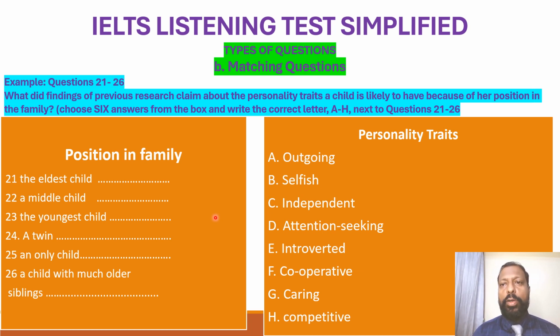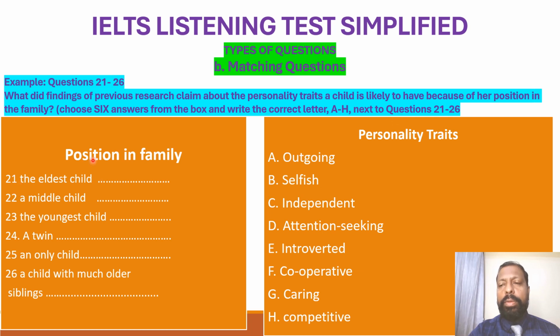So, for example, questions 21 to 26. What did findings of previous research claim about the personality traits a child is likely to have because of their position in the family? So this is the question. You need to pay attention to the keywords here. What are the findings of previous research? Research claims about the personality traits a child is likely to have because of their position in the family. Position in the family is given below. Now choose 6 answers from the box and write the correct letter A to H.